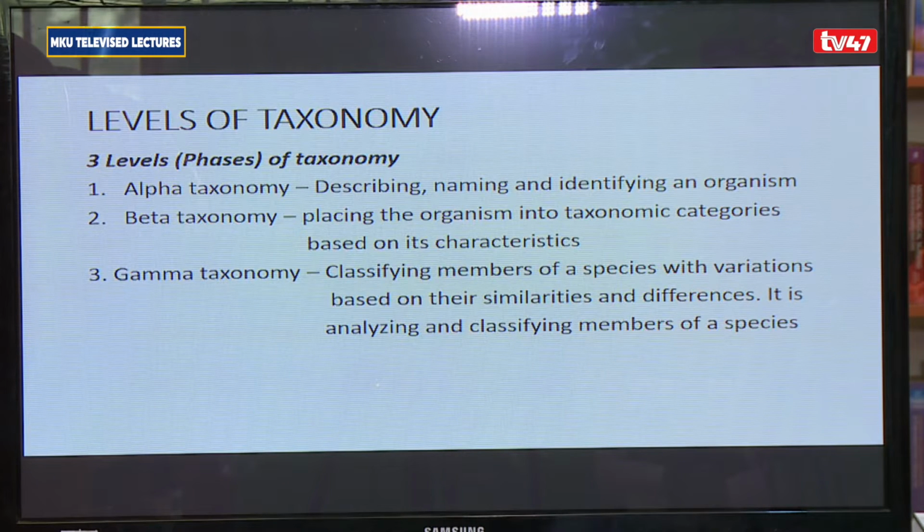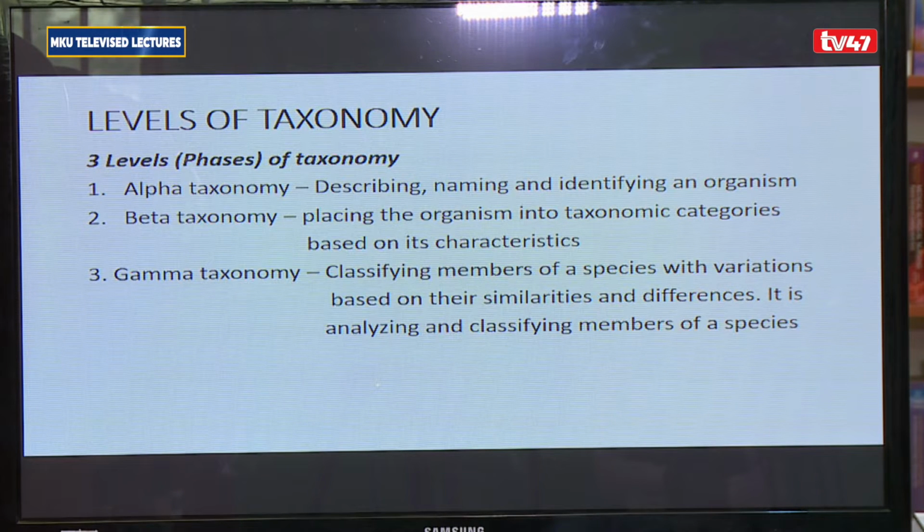Now, depending on how many of those 4 activities in taxonomy that you've conducted on a given organism, we end up with levels of taxonomy, also referred to as the phases of taxonomy. Levels of taxonomy, you have got 3. Alpha taxonomy, that is the first level, beta taxonomy, and gamma taxonomy.